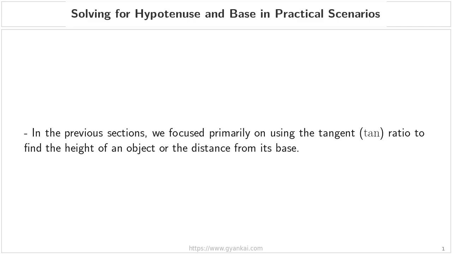Welcome, everyone. Before we dive into today's new material, let's take a moment to reflect on what we have already mastered. In our previous lessons, we focused primarily on using the tangent ratio, that is, tan theta, to calculate the vertical height of an object or the horizontal distance from its base. This was very useful for finding how tall a tree is or how far away a building stands.